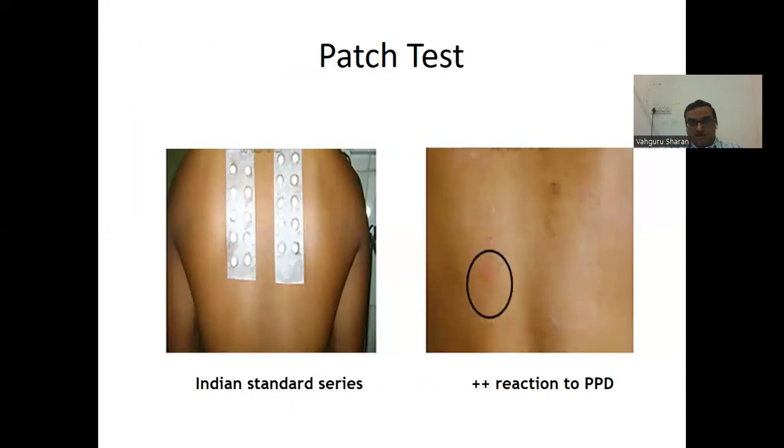This is how the patch test is done. You can see the two plus reaction to PBD.